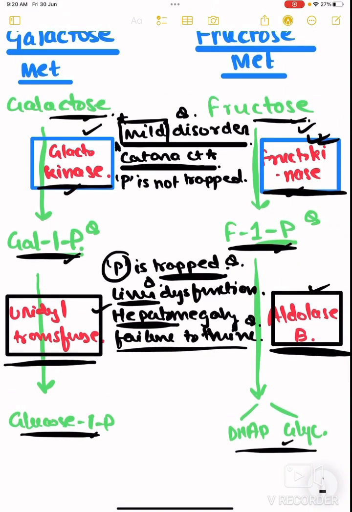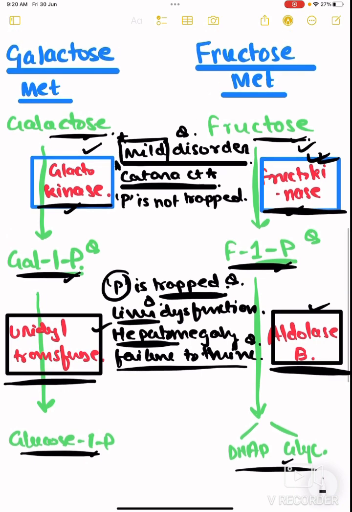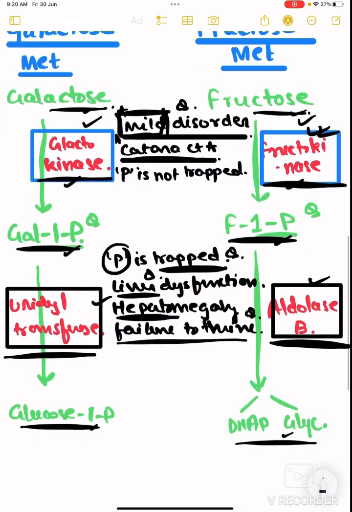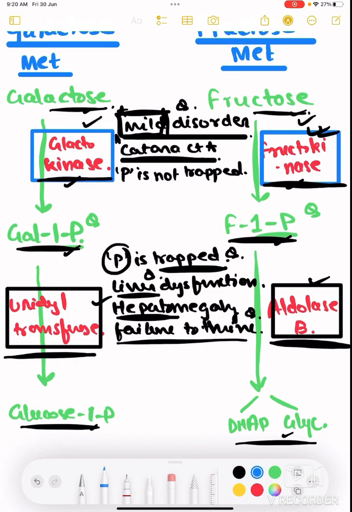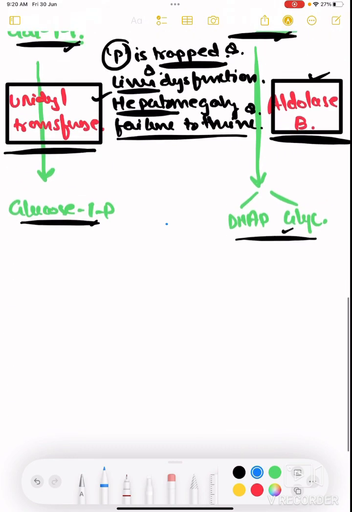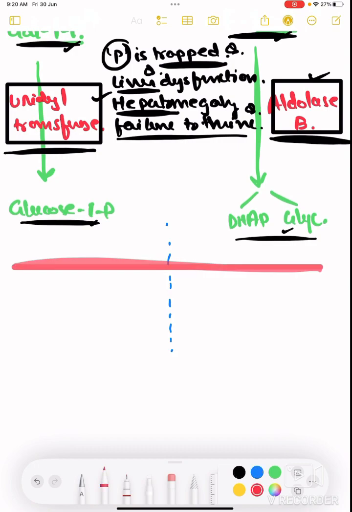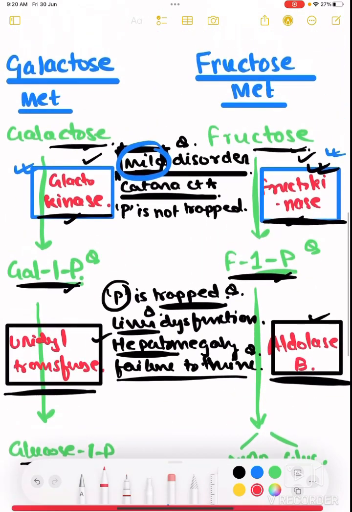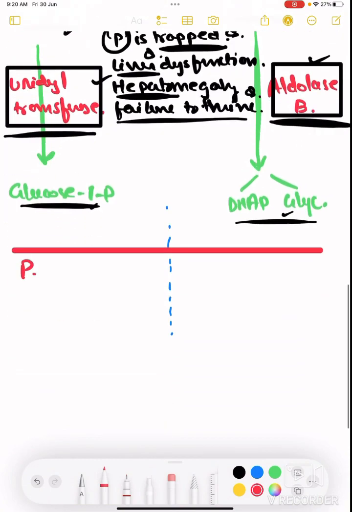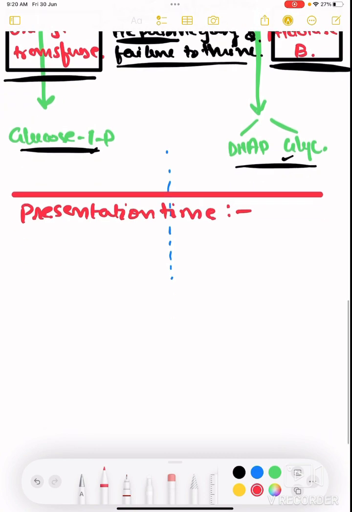So now how will we understand, if the question is giving me mild disorders, that the answer will be galactokinase or fructokinase deficiency? Actually it is very easy. Now you have to understand it, right? See, what is the basis? In galactokinase deficiency and fructokinase deficiency, the difference is based on the presentation time of these two disorders.